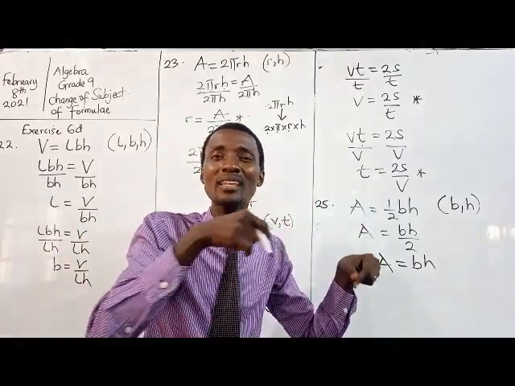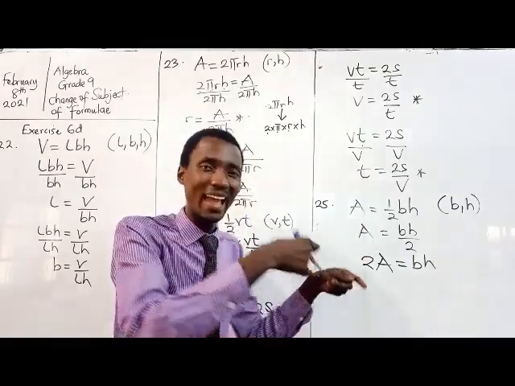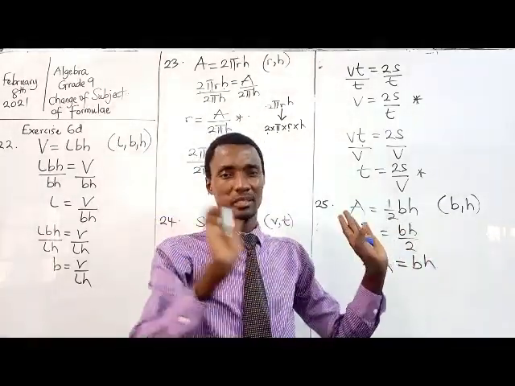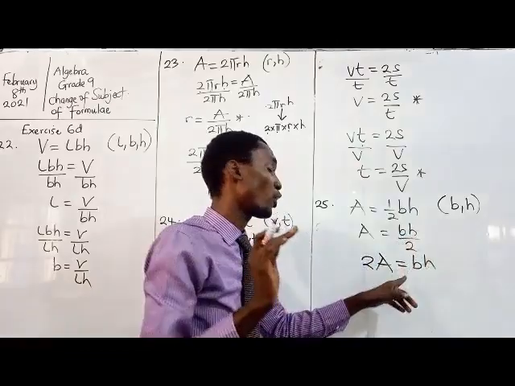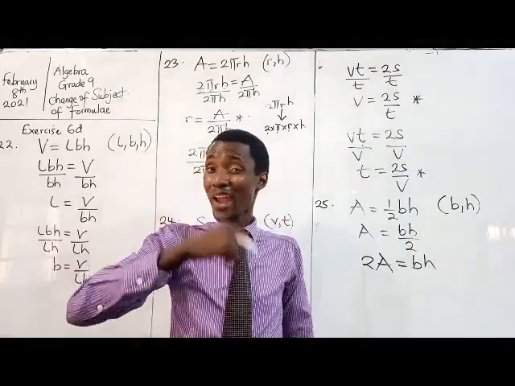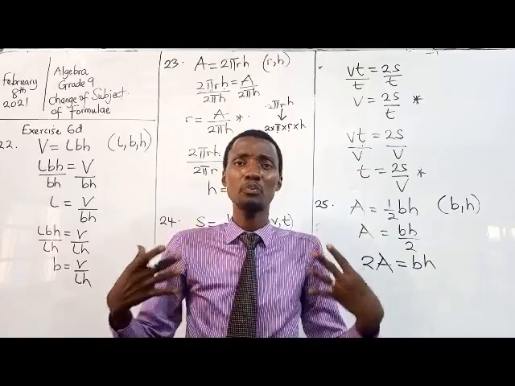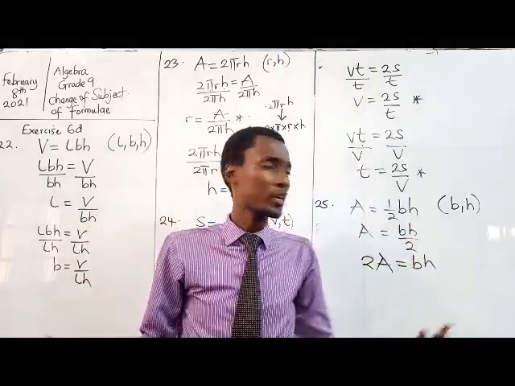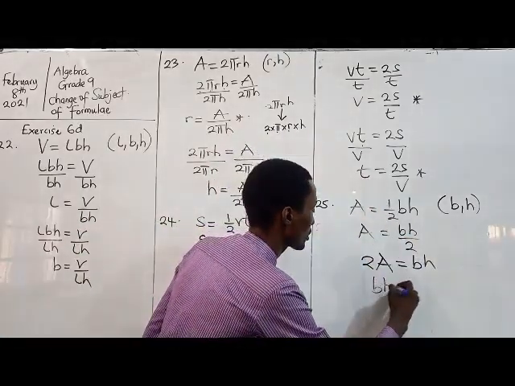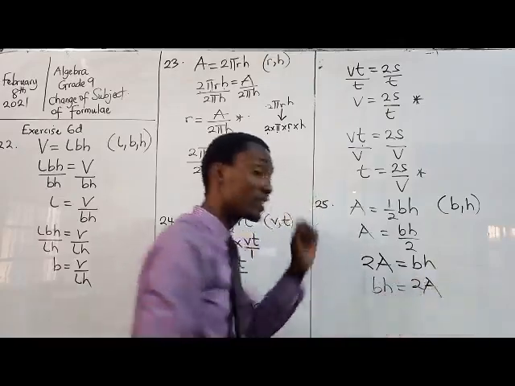BH. It is at this point, as a student, I can now do what? Rewrite. If I rewrite before this, I'm correct. If I rewrite after it, I'm also correct. So you don't need to put yourself under unnecessary pressure. So this will be BH equal to 2A.